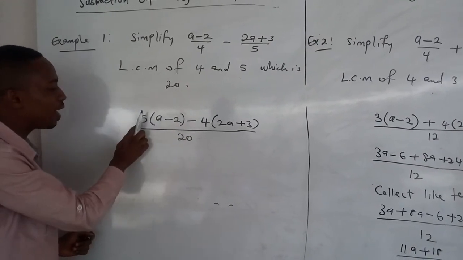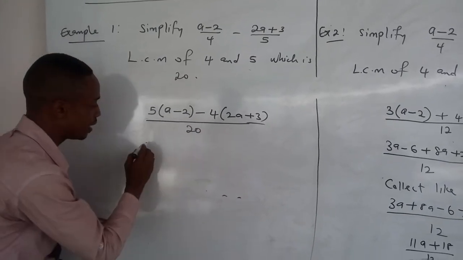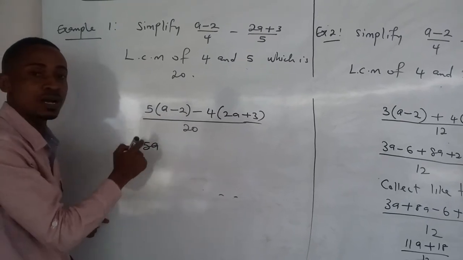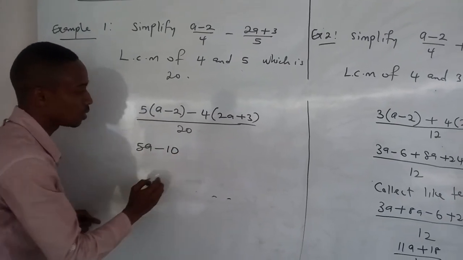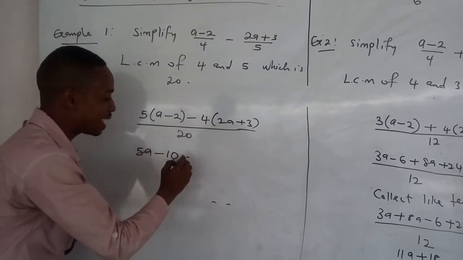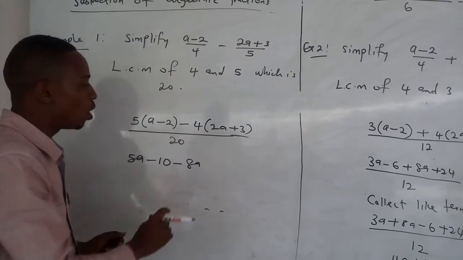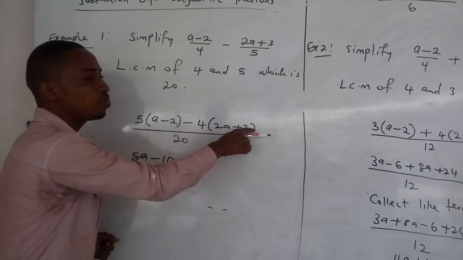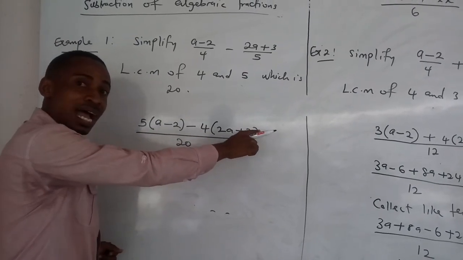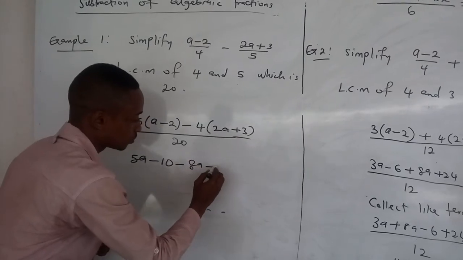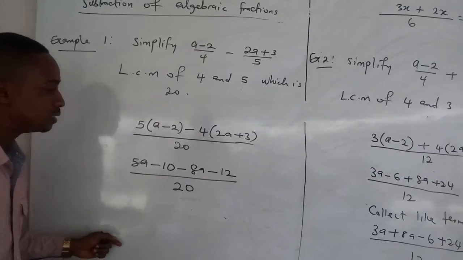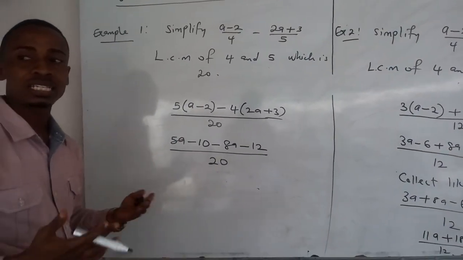Now, we can say 5 times a, we have 5a. Also, 5 times minus 2, we have minus 10. Minus 4 times 2a, we have minus 8a. And also, minus 4 times plus 3. Please be careful here. Minus 4 times plus 3, we have minus 12 over 20. Now, the next step here is to do what? Collect like terms.